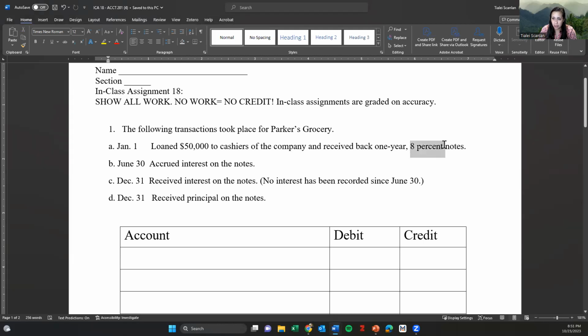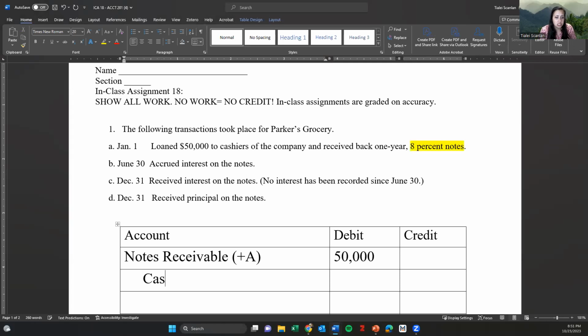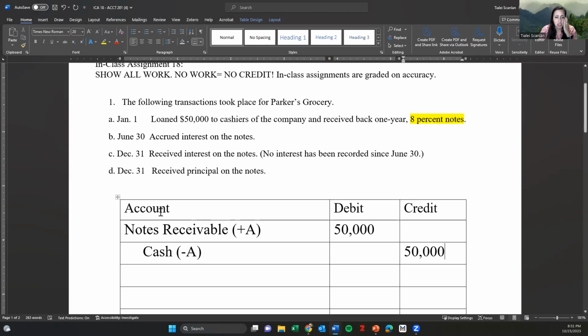So we're acting like a bank and we're going to have a notes receivable. 8% is key. It's 1 year. And we have $50,000 that was loaned to cashiers. So we're going to debit our notes receivable, plus asset, for $50,000 and loan out that money to cashiers. Cash, minus asset, $50,000. And then we're going to accrue interest on the note.